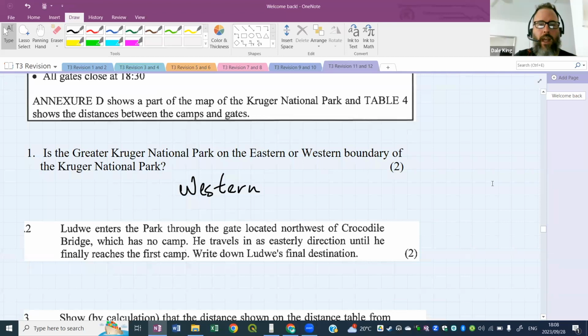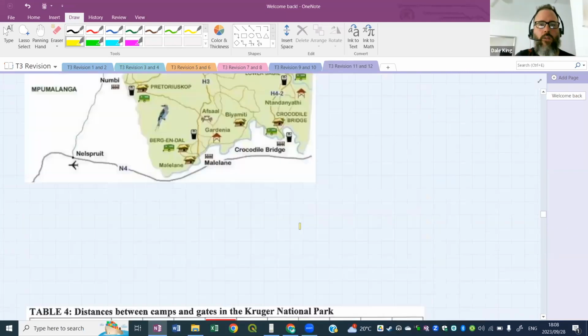Now, Ludwig enters the park through the gate located northwest of the Crocodile Bridge, which has no camp. He travels in an easterly direction until he finally reaches the first camp. Write down the destination that he reaches. Okay, so we're going to start. He enters the park through the gate located northwest of the Crocodile Bridge.